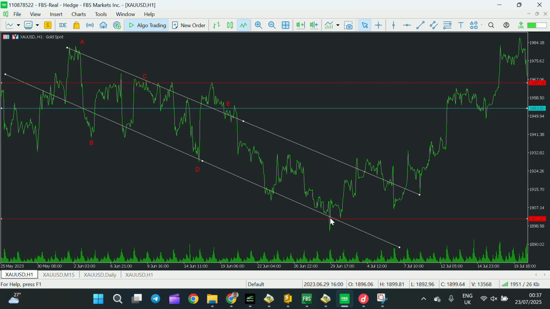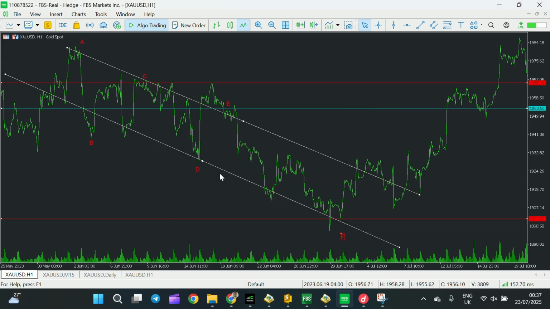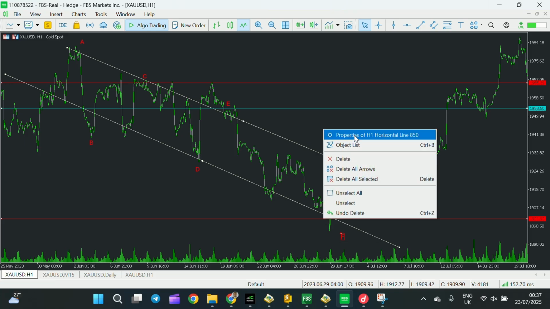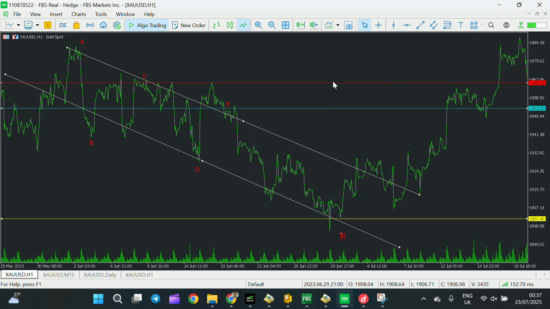Now, let's call this point F. At point F, we took another order. We went long, and this is our stop loss. We set our stop loss here, and we repeated the same thing, believing that it will definitely get to this point. If it reverses back to point F, then we made a loss.